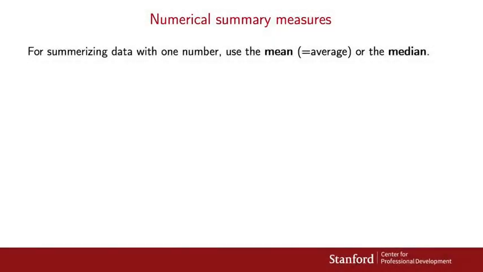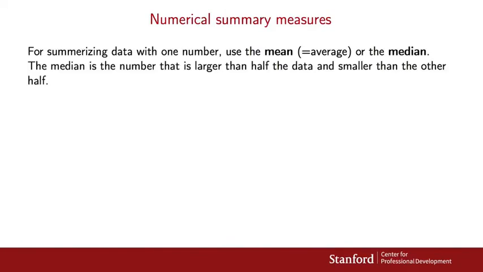So let's talk about numerical summary measures. If we want to summarize data using just one number, then we use the mean or the median. Everybody knows the mean, which is simply the average. The median is the number where half the data are larger and half are smaller. So it is in some way a midpoint.